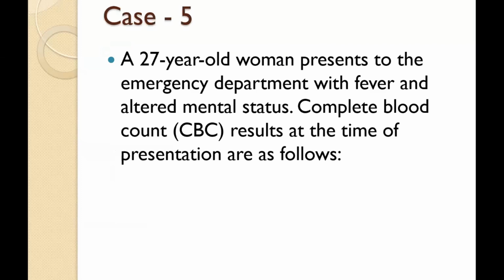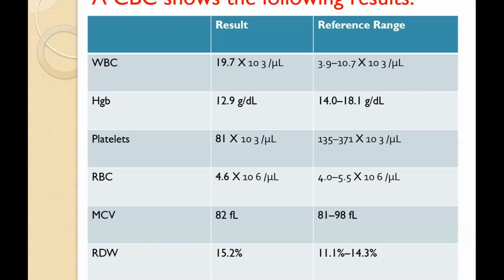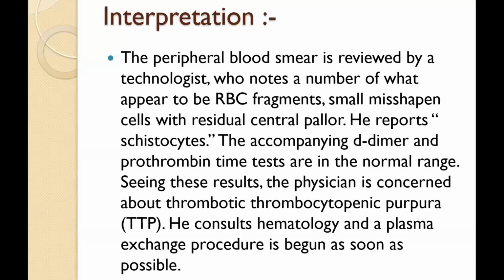Now see, this 27-year-old female, fever with altered mental status. Again, CBC was performed and what were the findings? Normal hemoglobin, slightly low platelet, high TLC, normal RBC count, MCV was normal, RDW slightly high. What they observed was a large number of fragmented red cells. And they thought these are schistocytes.